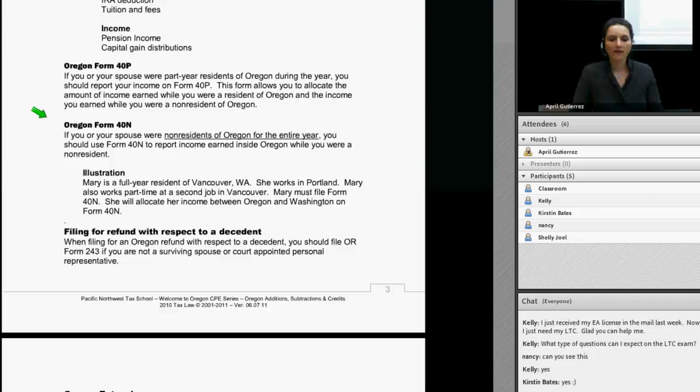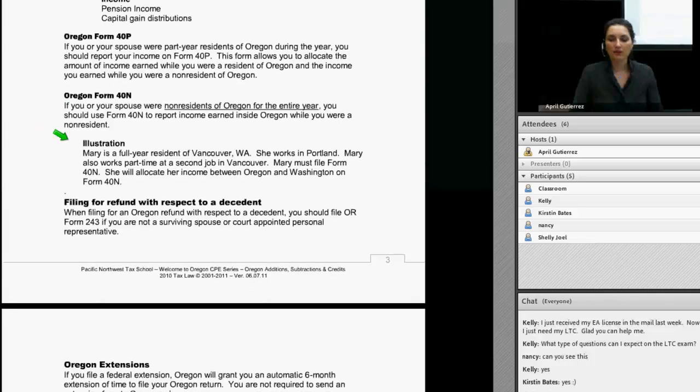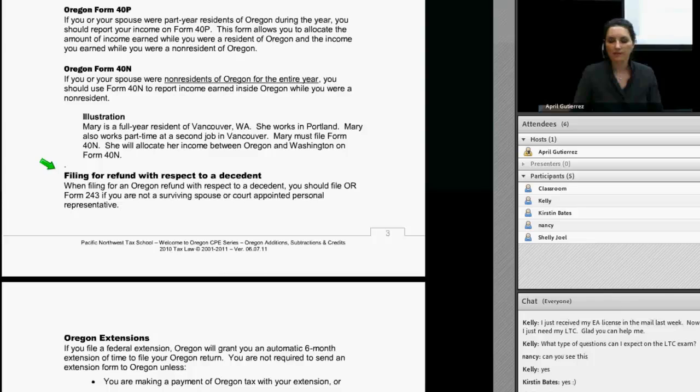Oregon Form 40N. If you or your spouse were non-residents of Oregon for the entire year, you should use Form 40N to report income earned inside Oregon while you were a non-resident. Here is an illustration. Mary is a full year resident of Vancouver, Washington. She works in Portland. Mary also works part-time at a job in Vancouver. Mary must file Oregon Form 40N, and she will allocate her income between Oregon and Washington on the form.